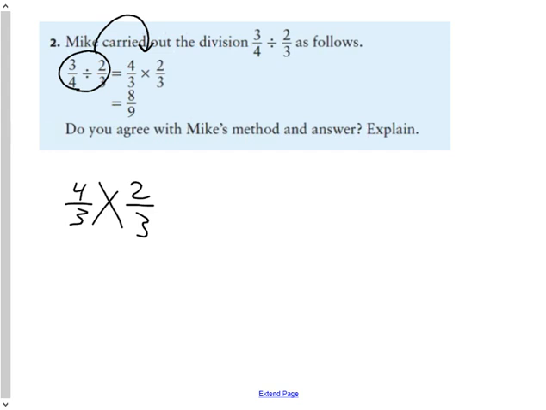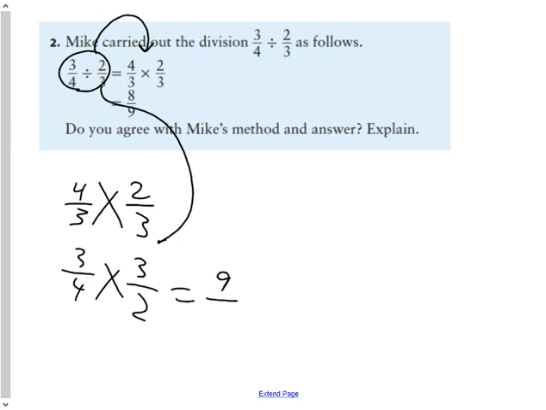However, that doesn't apply to this because we're not really using the commutative property as much as we're using the reciprocal. So Mike's mistake is he used the reciprocal of the wrong fraction. He should have used the reciprocal of the second fraction, not the first. So what he should have done was take 3/4 and multiply it by 3 over 2, the reciprocal of 2/3, and get 9/8, or as a mixed fraction in lowest terms, 1 1/8.